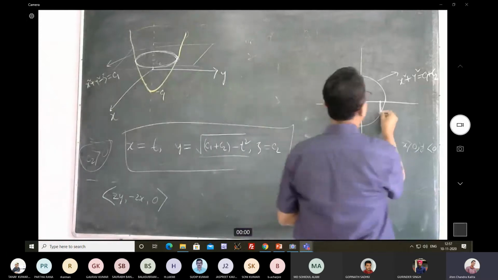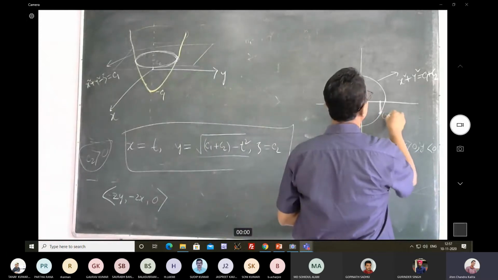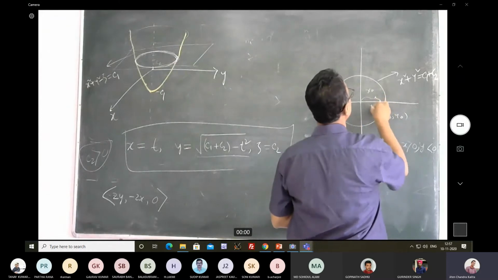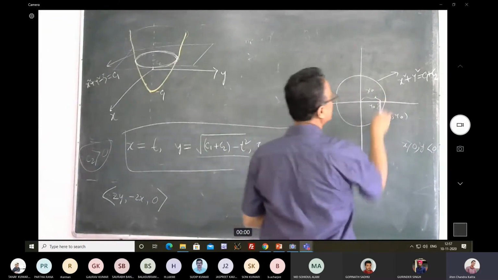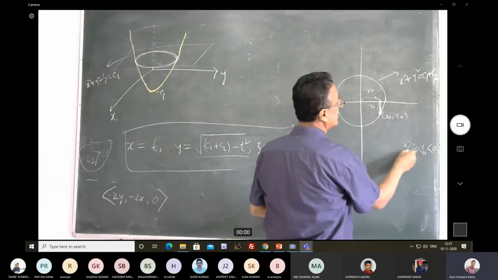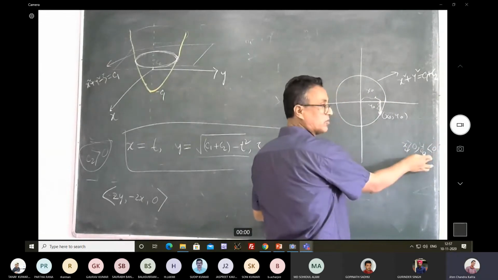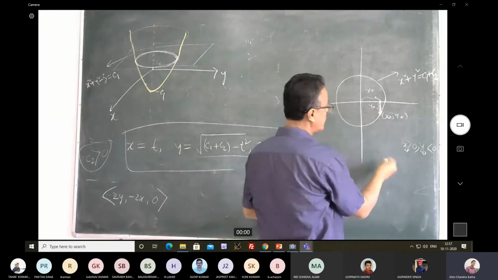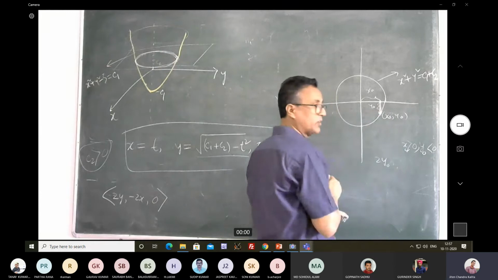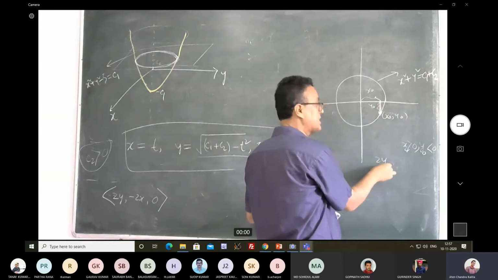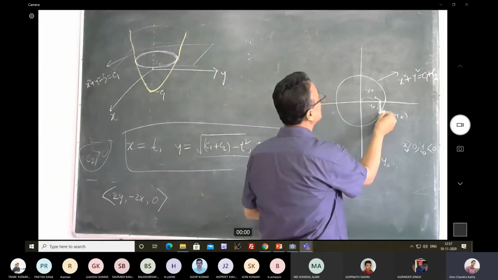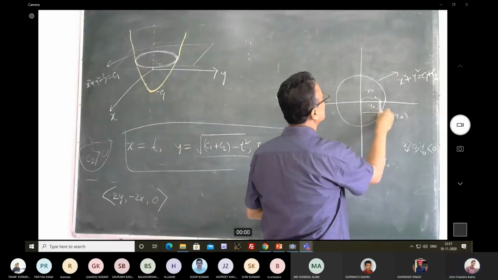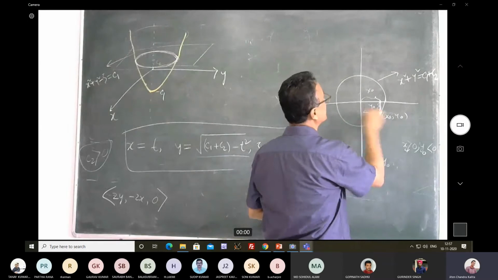Suppose this is my point, say x0, y0. So this is your x0, this is your y0. And from here you can see that this y0 is less than 0. Is it okay? Fine. So at this point, I am going to move 2y unit. Since y0 is negative, I'll move toward this. Suppose this length is 2y0.